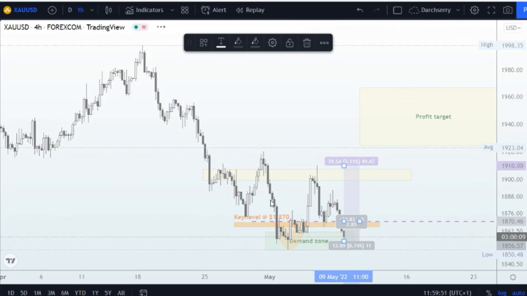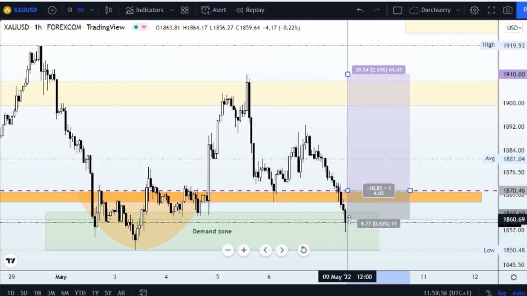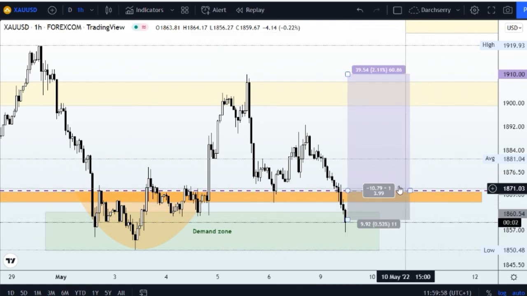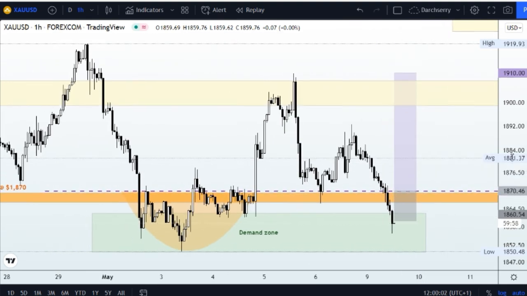So if I go to the 1 hour time frame, we'll be looking at our take profit target right below this key level, which is around 900 pips. Then I think we are good at this point.